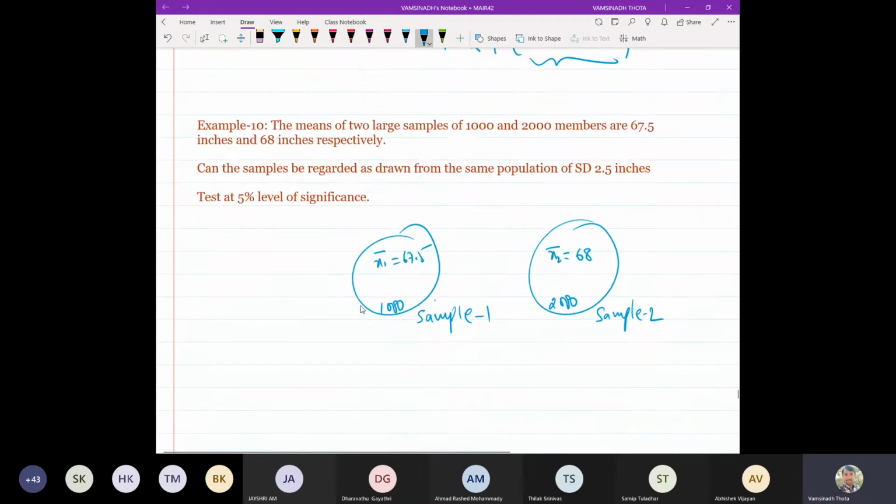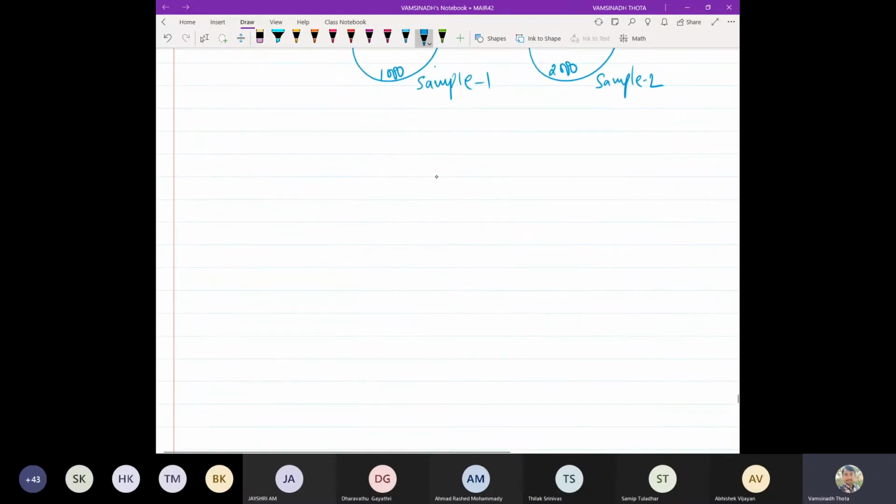Right, so proceed. There is a hypothesis we need to check here. We need to test the hypothesis. What is the hypothesis given to us? Can the samples be regarded as drawn from the same population or not? So we need to decide what H naught, the null hypothesis, is. H naught is that x1 bar is equal to x2 bar, which here is not a mathematical equality, which means that there is no significant difference.